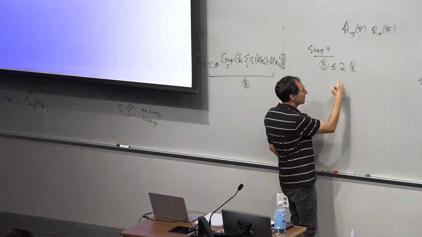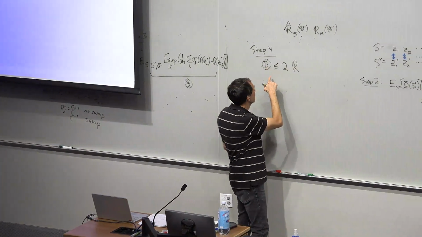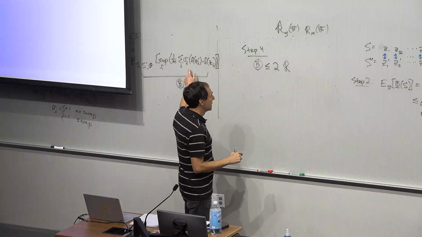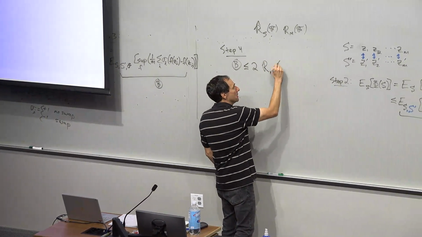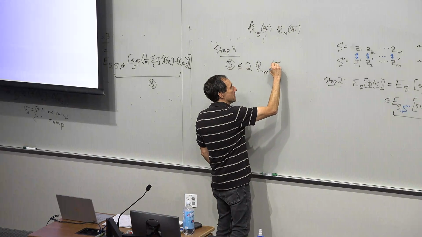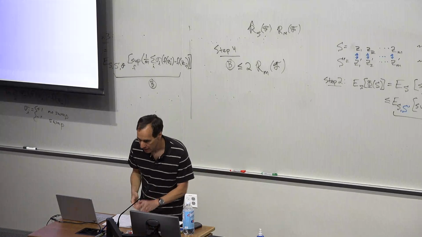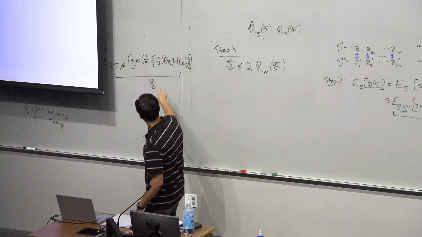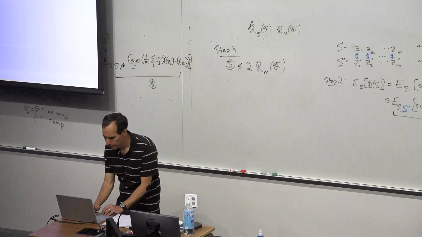Sorry about that. Okay, so the last step, step 4, is to show that this expression that we had over here is at most twice the expected Rademacher complexity of F. And you can see Rademacher complexity is starting to show up here.